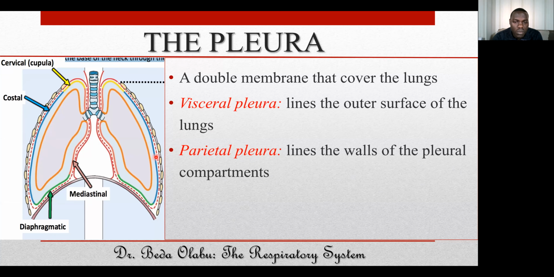We give parietal pleura different names depending on the actual wall of the pleural compartment it's lining. For example, the parietal pleura that is lining the inner side of the ribs, this one, the blue one, is known as costal pleura. The parietal pleura that is lining the upper part of the diaphragm, the green one, is known as the diaphragmatic pleura.